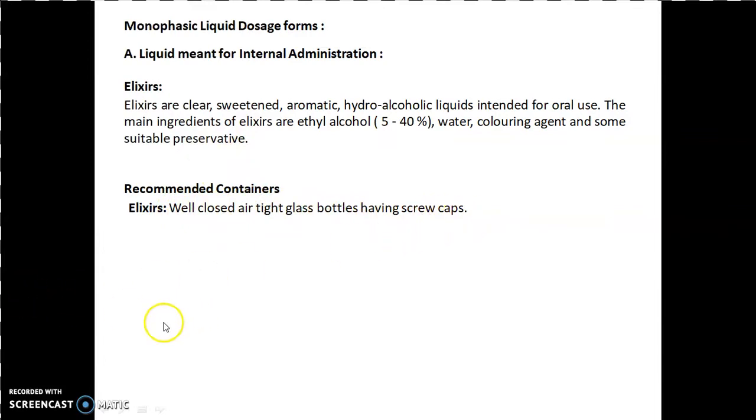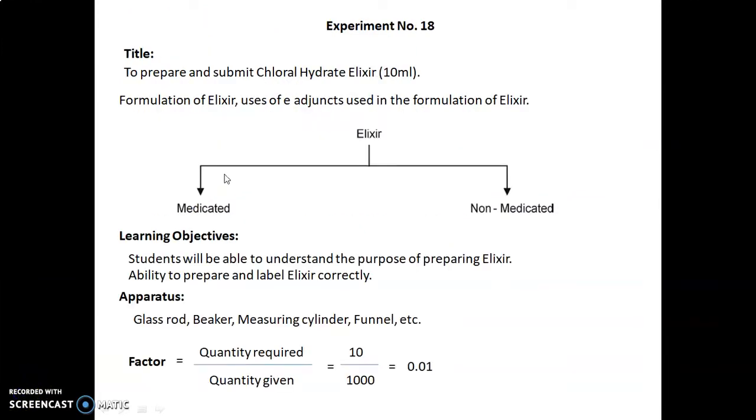In the next session, we will discuss the experiment. So now let's discuss experiment number 18. The title of today's experiment is to prepare and submit chloral hydrate elixir 10 ml. In this we will study the formulation of elixir and the uses of adjuncts used in the formulation of elixir. Elixir is of two types, medicated and non-medicated. Learning objectives of today's experiment are: students will be able to understand the purpose of preparing elixir and the ability to prepare and label elixir correctly.